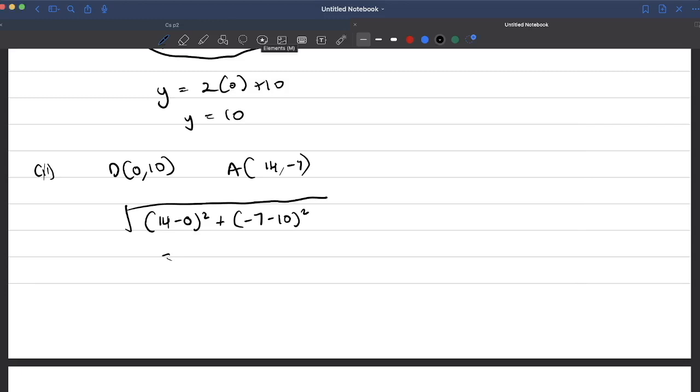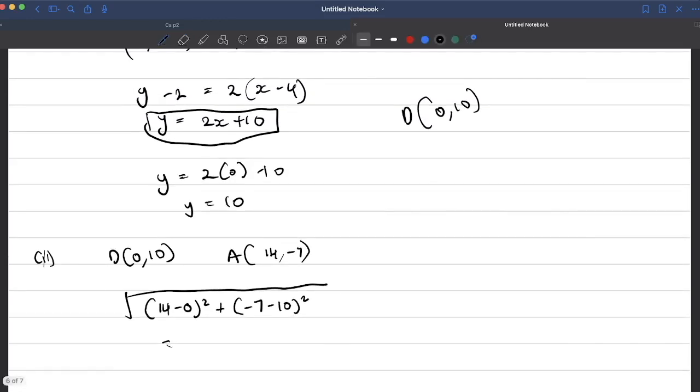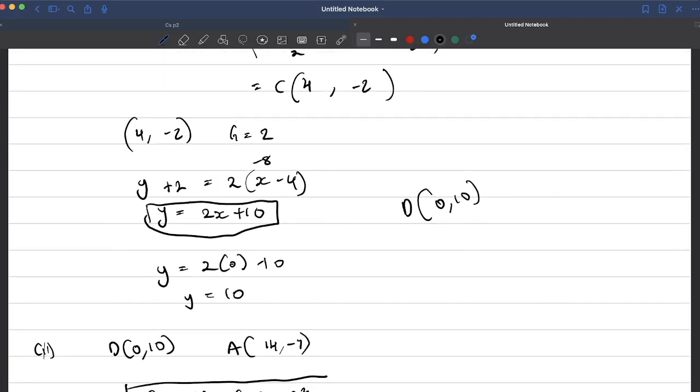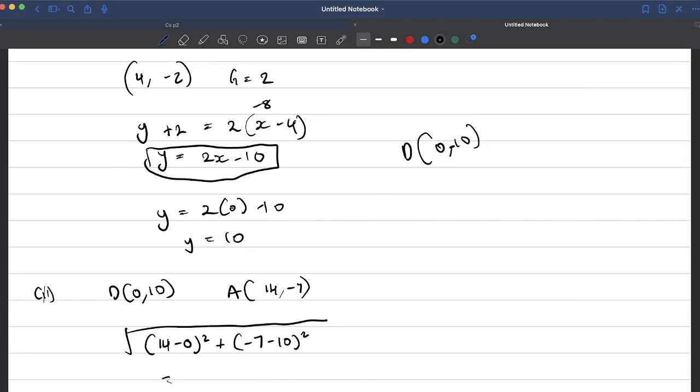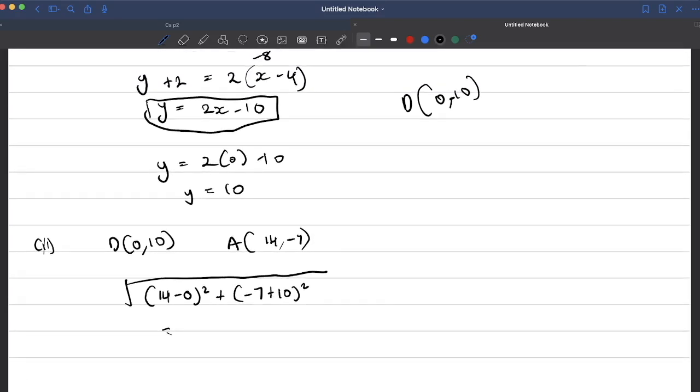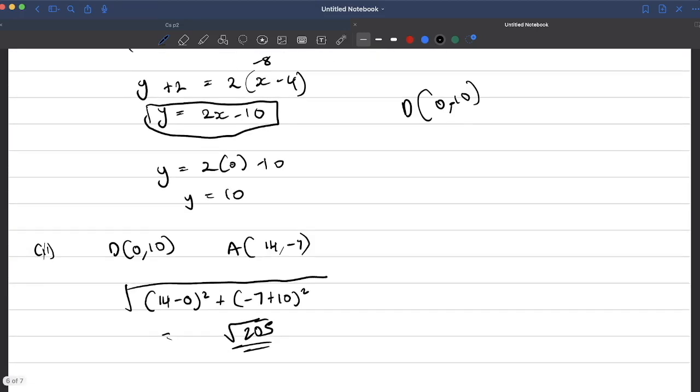Okay, so this up here will be negative 10. Because it's negative 8, then you take it the other side, it will become negative 10. So that means the D coordinate is 0, negative 10. Okay, so now if I put this in my calculator, I'm getting an answer of root 205. So that's the length of AD.